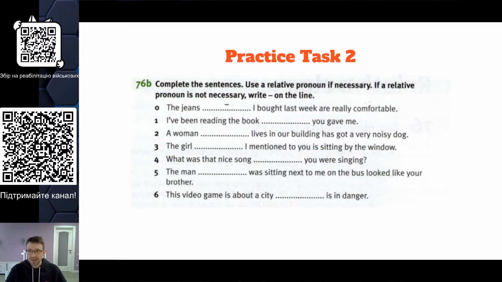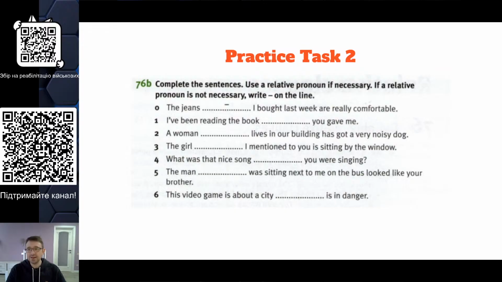For number five, here we have two alternatives. Here we can use who or that. So here it is the subject of the relative clause because it was the man who was sitting next to you. And so for that reason, we can use the man who was sitting next to me or the man that was sitting next to me. It's the subject, so we must use something in this space.